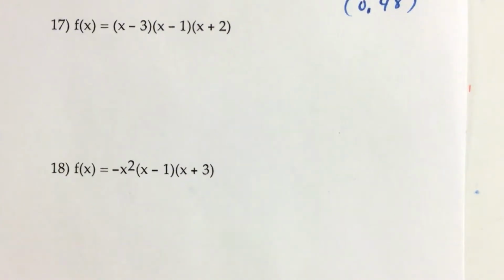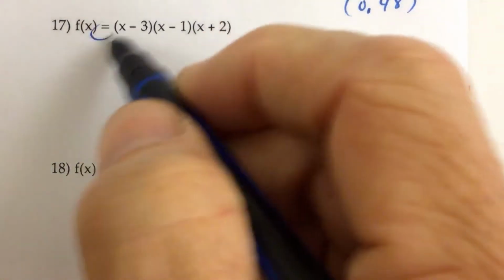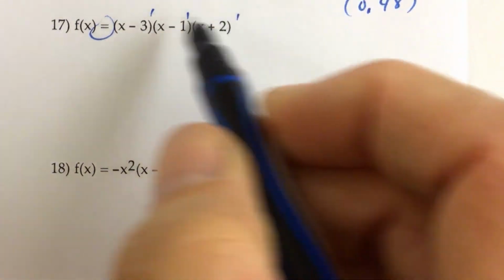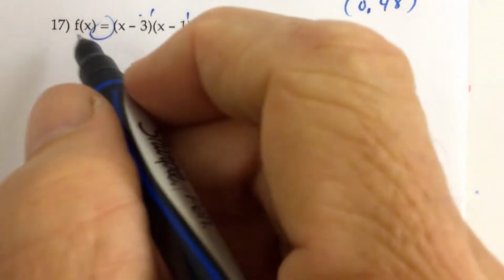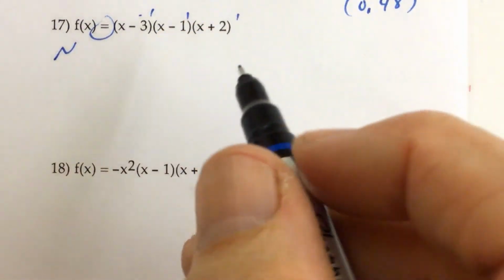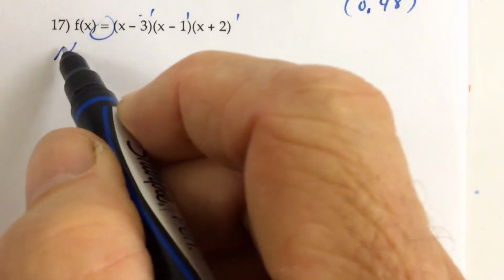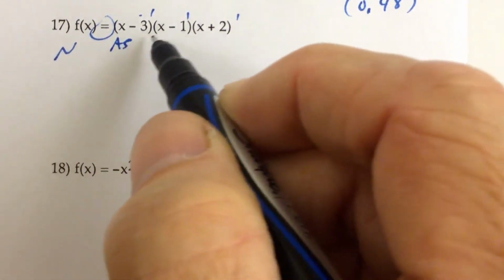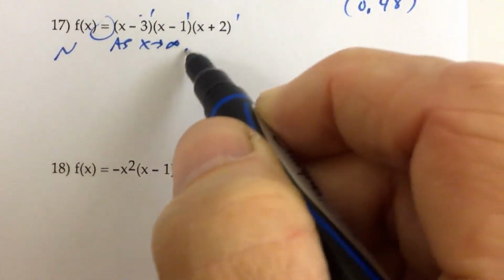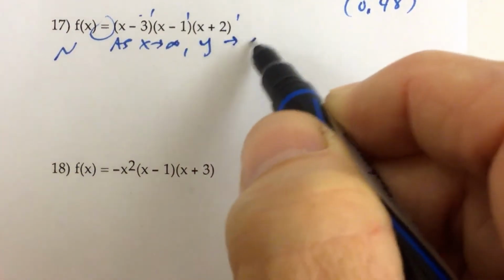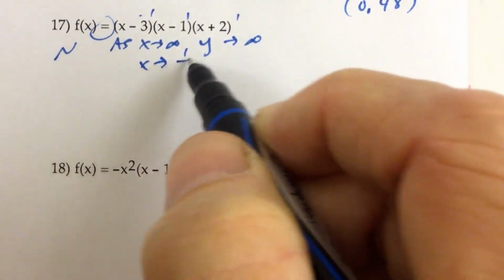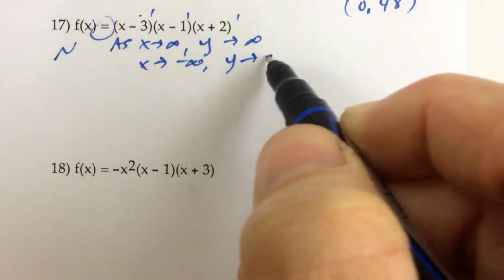That's about it. Number 17, a is positive. The multiplicities of each of these factors are 1. So 1 plus 1 plus 1 is 3. The degree is 3, so it's going to go up from left to right. As x approaches infinity, y approaches infinity. As x approaches negative infinity, y approaches negative infinity as well. So x moves to the right, y gets bigger. X goes left, y goes down.